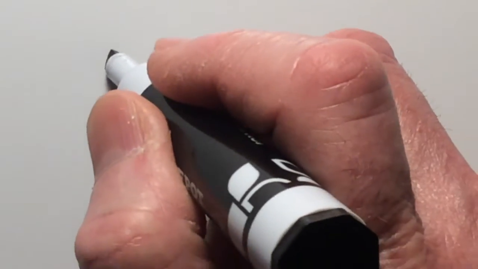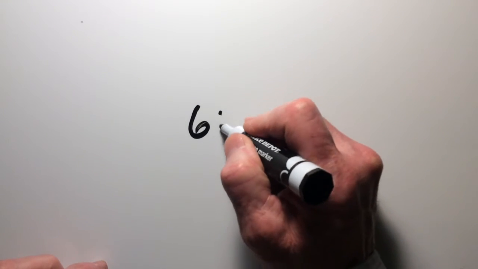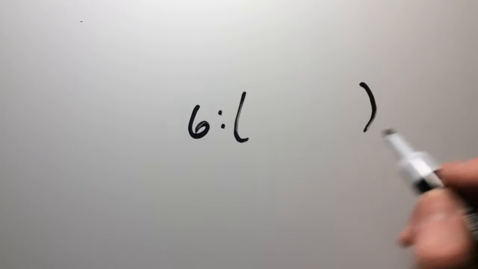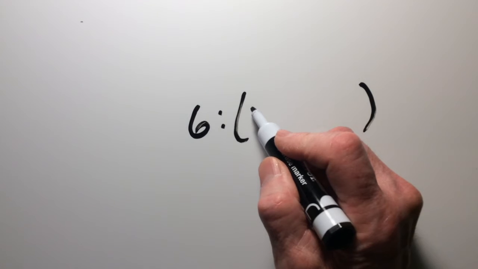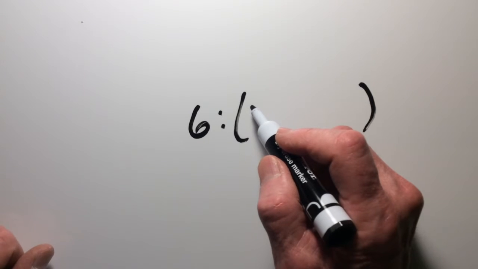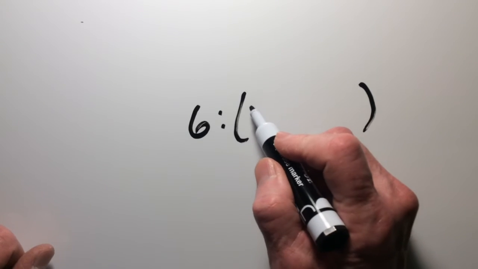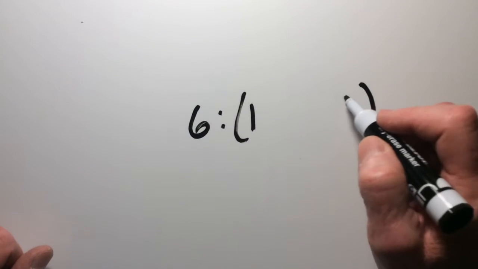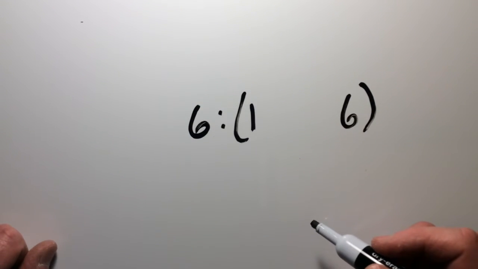When we write out factors, I'm going to do the factors for the number 6. I put a parenthesis there, and I start off with what numbers can multiply together to equal 6, or what numbers can I divide equally into 6 with no remainder. The first one is always going to be 1 and the number itself.